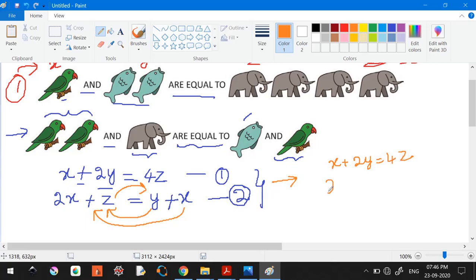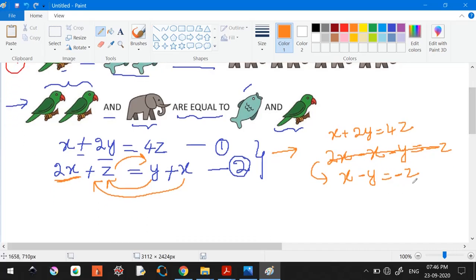So 2X, which is this one, X from this side I have taken that side, which is minus X. Y from this side I have taken this side, which is minus Y, right, is equal to Z from here going that side, which will change the sign, which is minus Z. So let me write this again. 2X minus X is X minus Y is equal to minus Z. Let me erase this. So I am just simplifying.